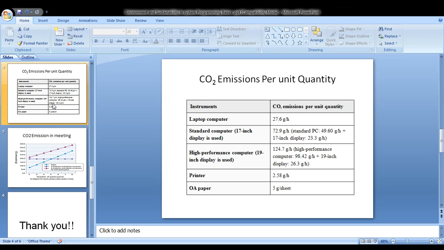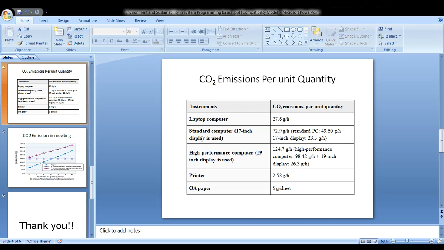We have some calculations. A laptop per unit quantity emits CO2 at 27.6 gram per hour. Then a standard computer with a 70 inch display used has 72 gram per hour. High performance computers have 124.7 gram per hour. A printer has 2.58 gram per hour. Then OA paper has 5 gram per sheet.